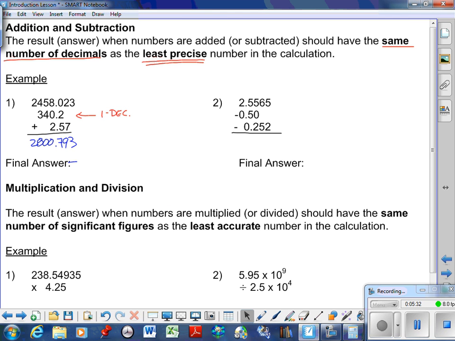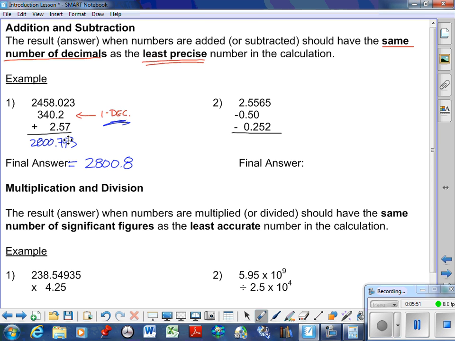So what's the final answer? We can only go to one decimal place because that was our least accurate. So our final answer would be 2800 decimal 8, and that's as accurate as we can go, even though there's more decimals. Okay, similar with subtracting, just another example here.